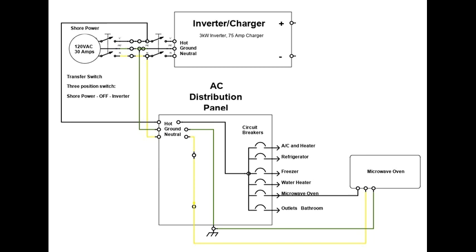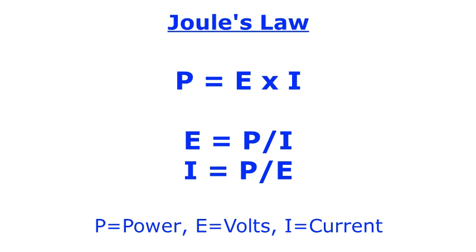Typically, you will have a separate circuit for each load. Consider the power requirements of the load and the distance from the circuit breaker panel. Using Joule's law and online guides, you can select the proper gauge wire and fuse rating for the load based on the power requirements and the length of the circuit run.